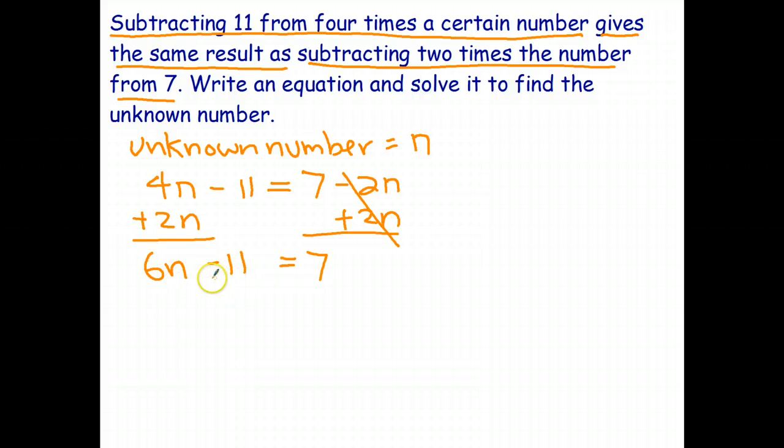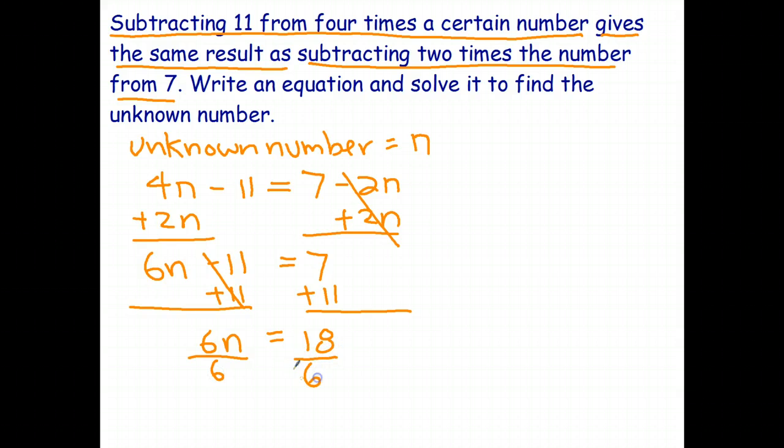Okay, now we need to add 11 to both sides. We always add or subtract first when we're solving equations. Minus 11 plus 11 goes to 0, just leaving us with just 6n. And 7 plus 11 is 18. And finally, the last step, just divide both sides by 6. And our solution is n equals 3.